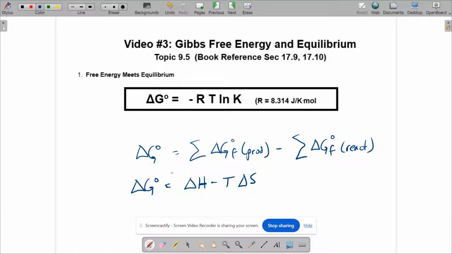So you've learned some ways to calculate delta G naught. You can do products minus reactants with delta G of formation values, or you can use this formula, delta H minus T times delta S. Today we have this one, delta G naught, and when I say naught, that's that little standard sign. Delta G naught equals negative RT natural log K. So today the big connection is between the equilibrium constant and delta G naught.